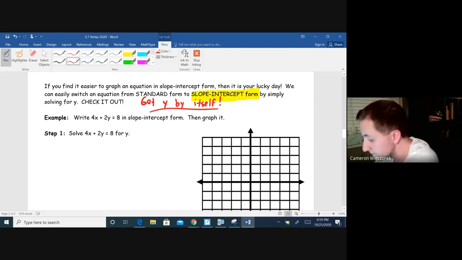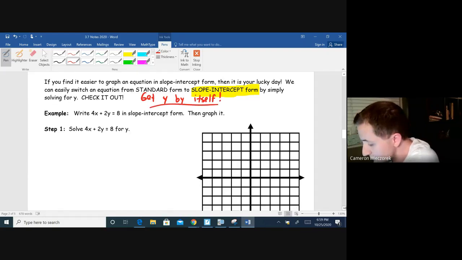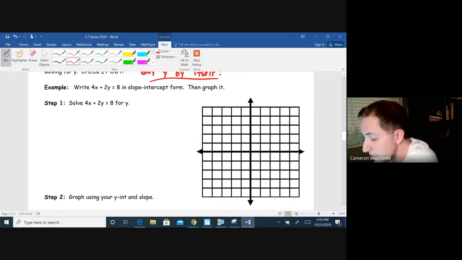That would be the goal. So for example, let's say that we wanted to write 4x plus 2y equals 8 in slope-intercept form, and then graph it. I'm not going to find the intercepts for this one. I'm going to switch it to mx plus b. So my job is to get y by itself.